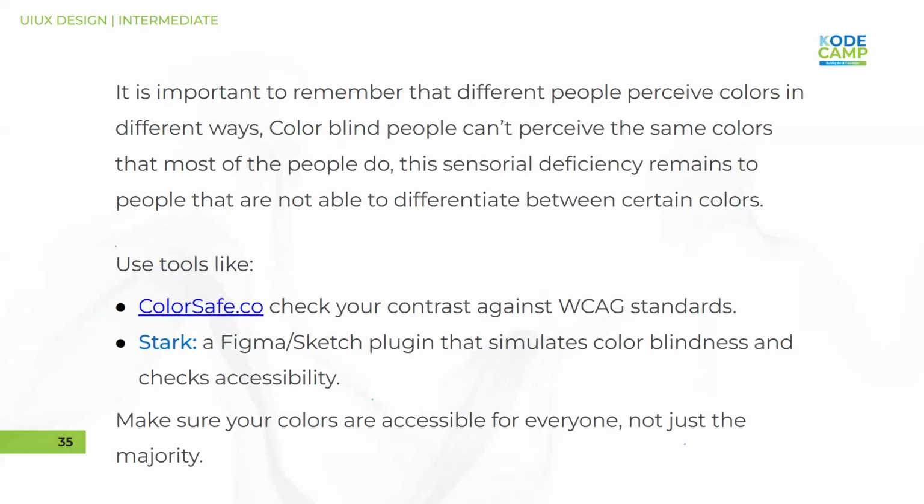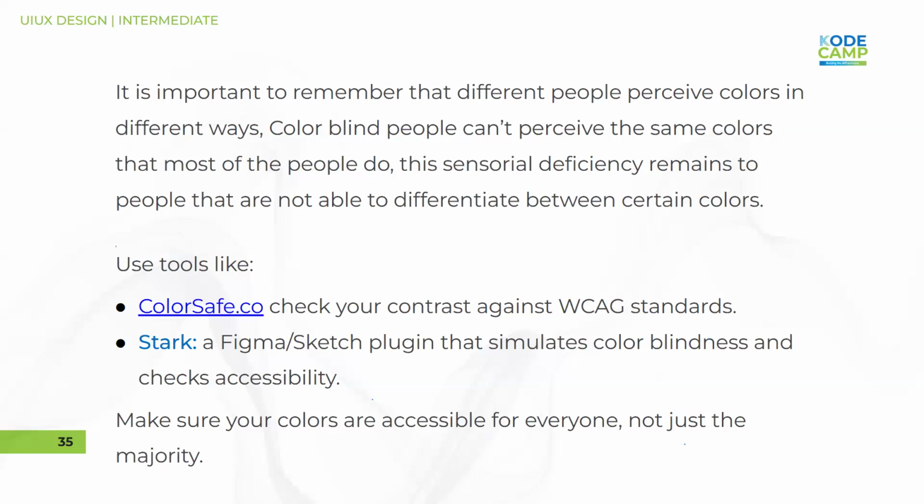All right, so let's look at color accessibility. So not everyone sees color the same way. So it is important to remember that different people perceive color in different ways. Color blind people can't perceive the same colors that most of the people do. So this sensory deficiency refers to people that are not able to differentiate between certain colors.